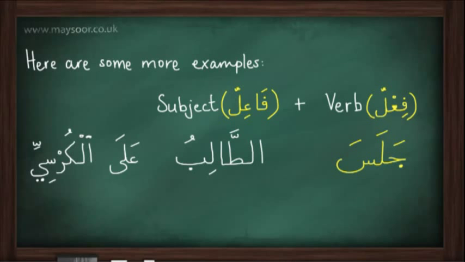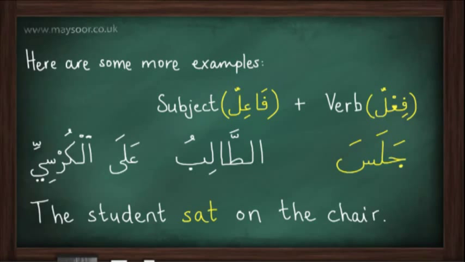Likewise, جلس الطالب على الكرسي, which means the student sat on the chair. In this example, the verb jalasa by itself means he sat. But when we translate it in this sentence, we delete the pronoun he in the translation because the ism, the noun, at-talibu, has come as the subject.